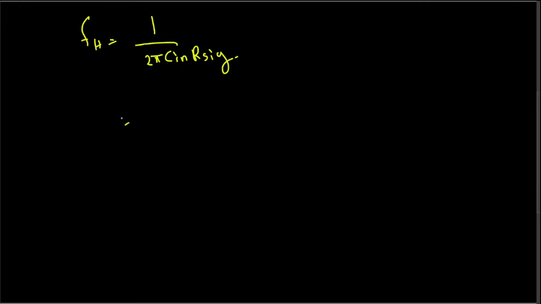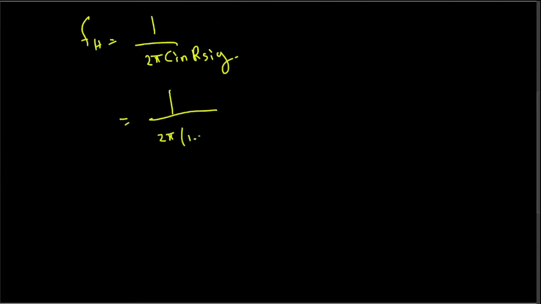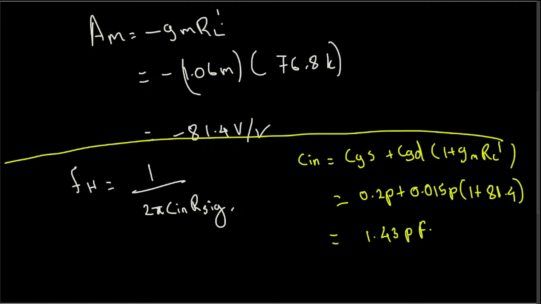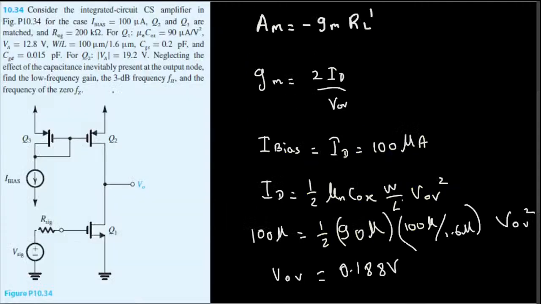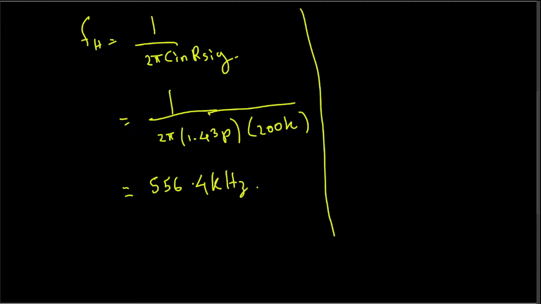And here, the Cin value we just calculated to be 1.43 picofarad, 1.43 pico, and then the Rsig value is provided to us in the question, that is 200 kilo ohm resistance. So 200k right here, and solve for this one. You will end up getting 556.4 kilohertz. And once you have the FH value, we can find out the next one.